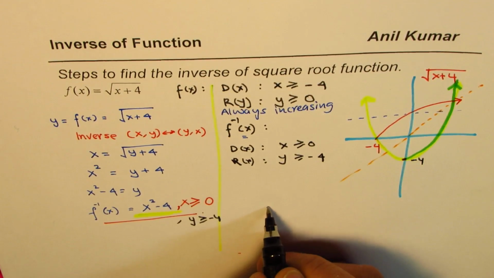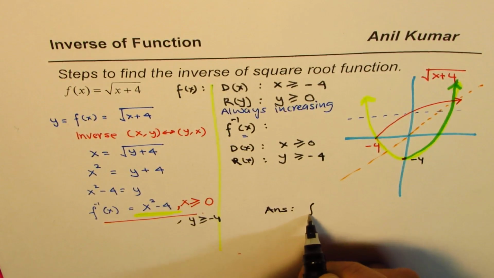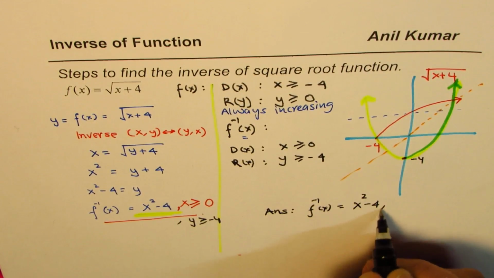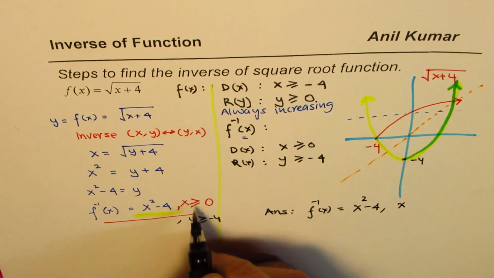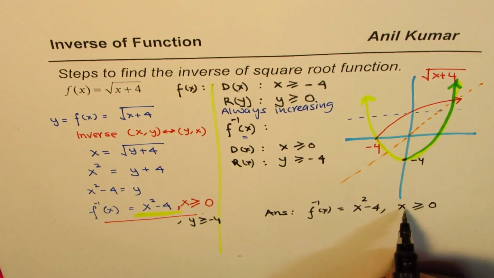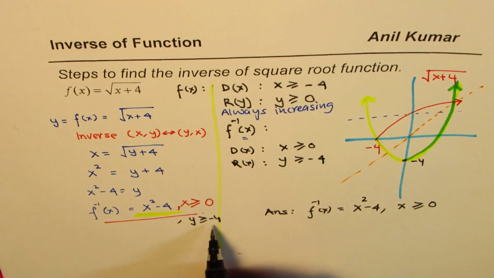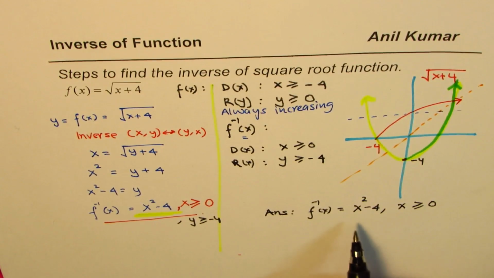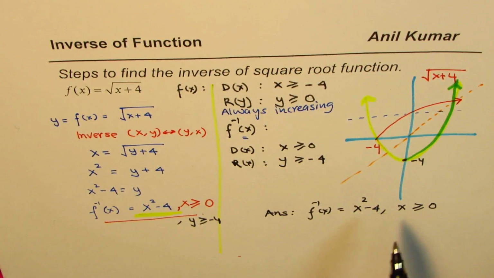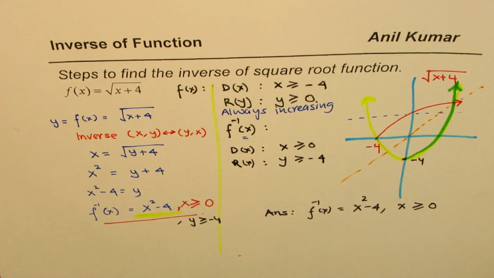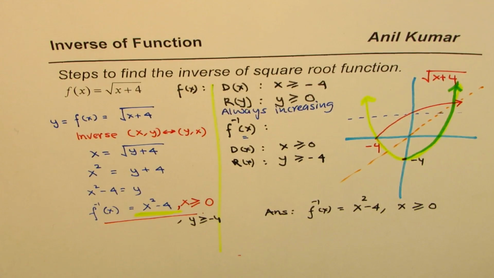Therefore, the answer here is inverse of our function is equal to x squared minus 4, where you could write any one of these conditions, right? If you specify that x is greater than or equal to 0, this is automatically specified. So no need to write both, right? But that is how you have to figure out which arm of the parabola actually represents the inverse of the given function. That is extremely important to understand. I'm Anil Kumar, and I hope you appreciate it.